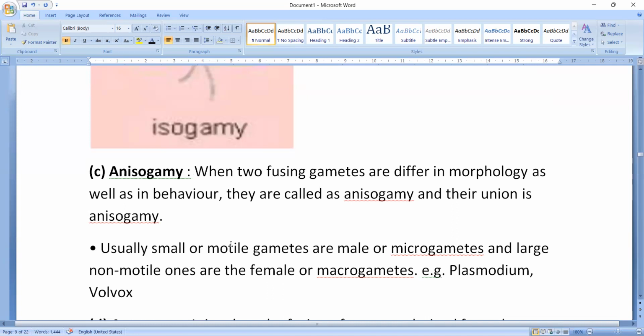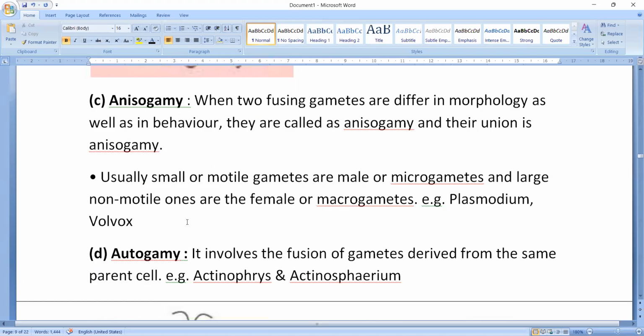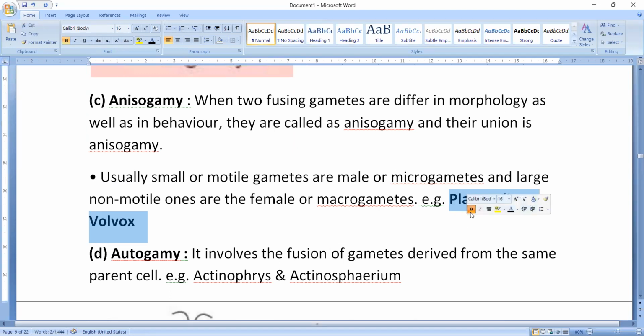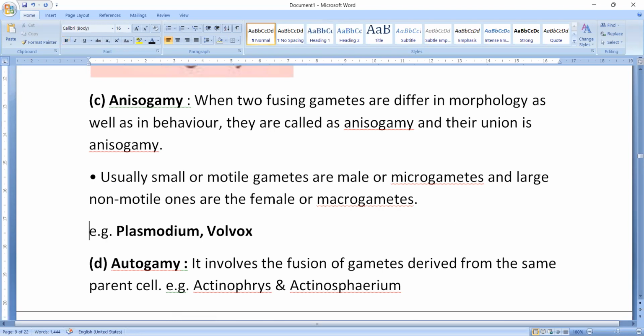Anisogamy we have seen in plasmodium life history. Okay, in the plasmodium, two unequal sized male and female gametes are produced which are not similar in size and shape. Okay, and they are fused, they are fertilized. Such kind of sexual reproduction is anisogamy. So example is plasmodium and volvox.